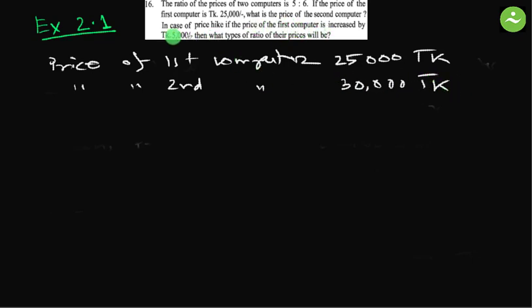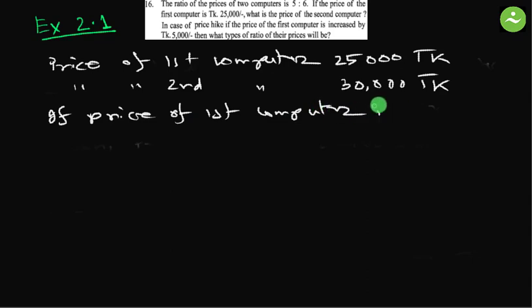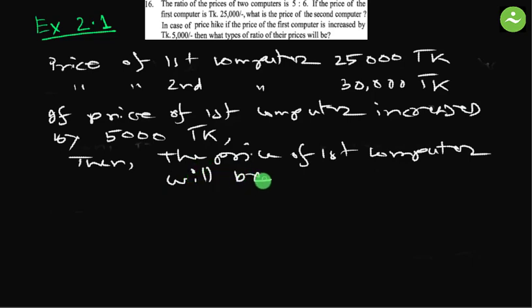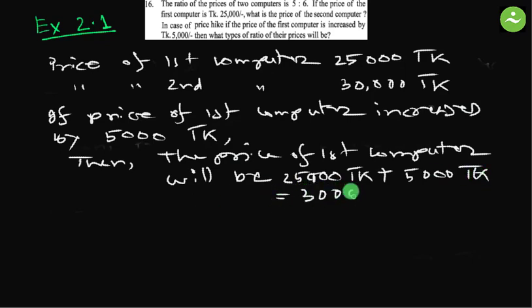Now, if the price of first computer increases by 5,000 taka, then the price of first computer will be how much? 25,000 plus 5,000 taka equals 30,000 taka. What will be the ratio of the prices?